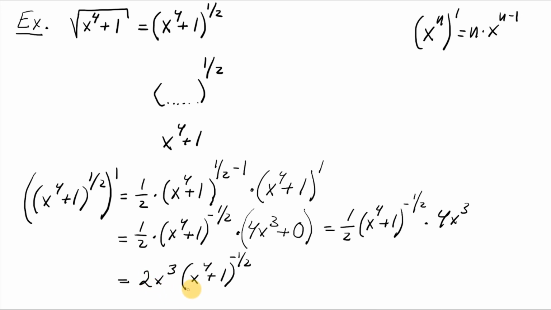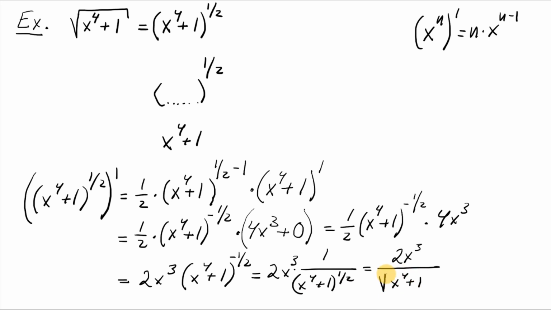So first of all we get this one. And the minus here just means to put that in the denominator. So that becomes this. And this one here, that's just a square root. So we end up with this one. So this is the derivative of this one here.